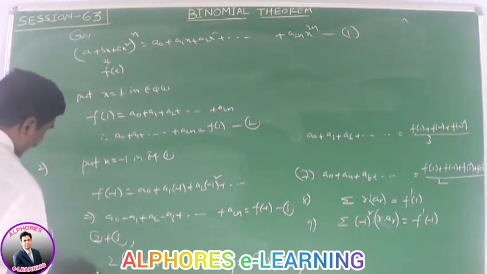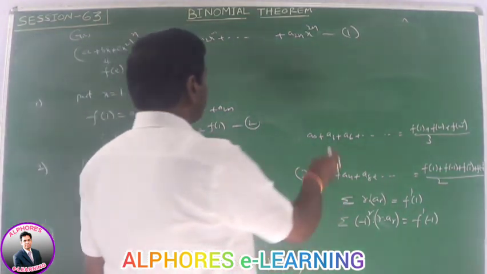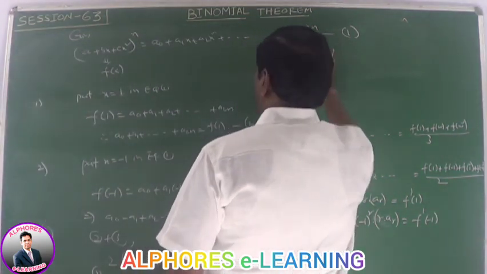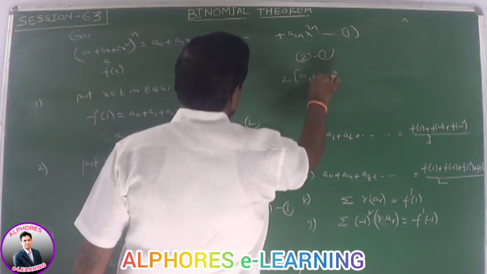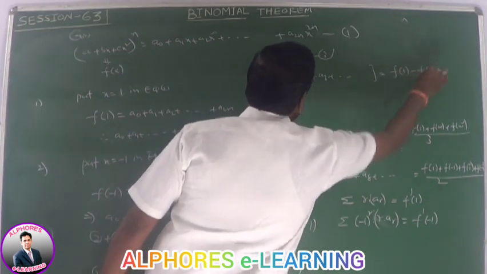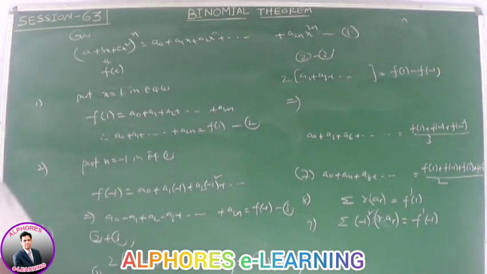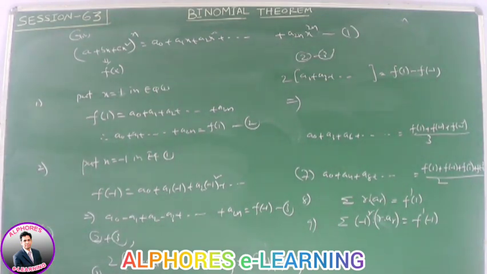Next, by subtracting 2 and 3, 2 minus 3. By subtracting 2 and 3, a naught cancel. That means 2 of a1 plus a3 plus so on, sum of the odd values is equal to f of 1 minus f of minus 1. Therefore, a1 plus a3 plus so on is equal to f of 1 minus f of minus 1 by 2. Okay. That is sum of the odd power coefficients is equal to f of 1 minus f of minus 1 by 2. Next, fifth one.